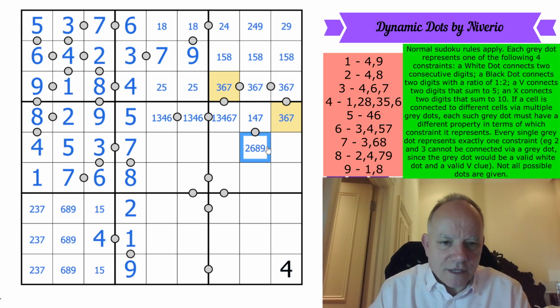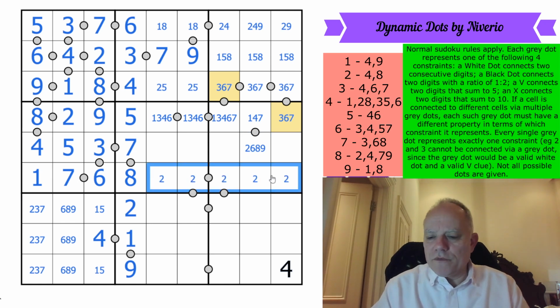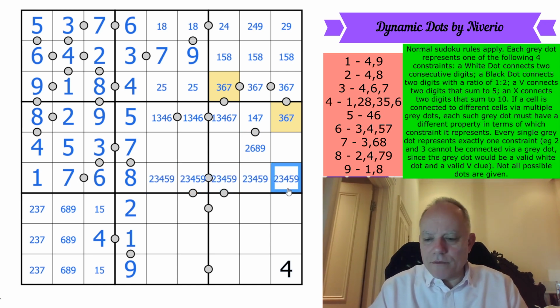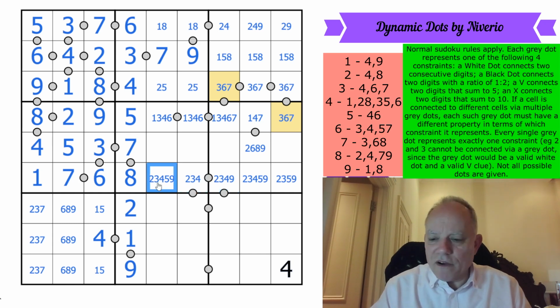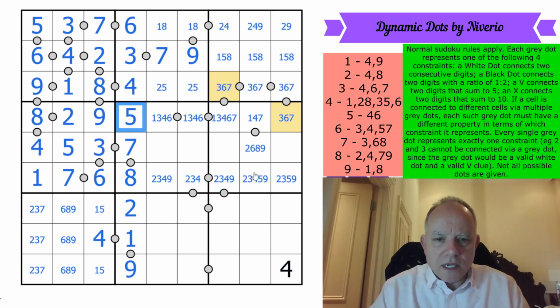Yeah, this wasn't the next thing to do. I don't know what it is, but it wasn't there. Okay, now along here we've got 2, 3, 4, 5, 9. That one can't be 4. That one can't be 9. 5 can't be on a double dot, so those aren't 5s. This can't be 5 because of the box. So 5's definitely in one of those two cells.